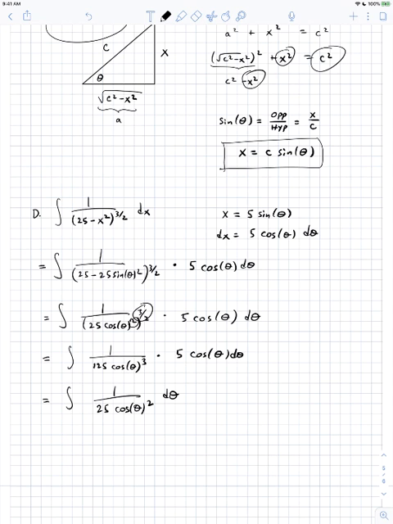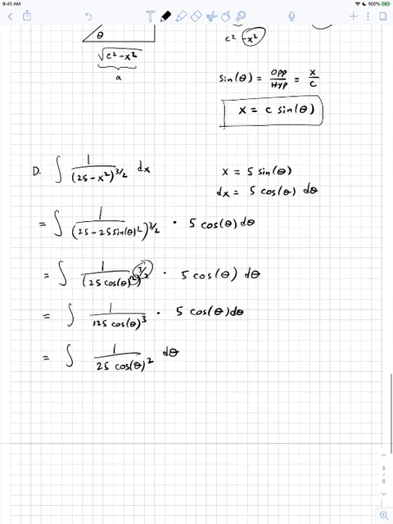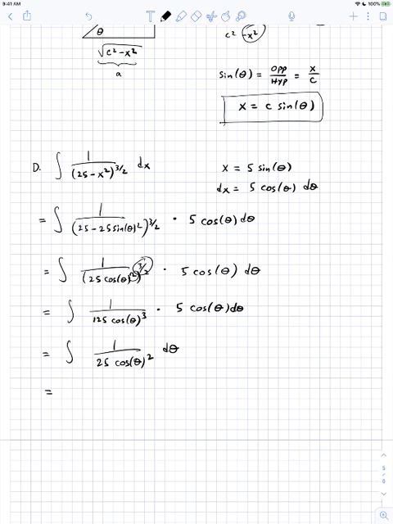Don't be put off by that cosine theta squared in the denominator. That might look troubling at first, but this is 1 over 25 times the integral of secant squared, d theta. Secant is 1 over cosine, so secant squared is 1 over cosine squared. And this actually has an elementary antiderivative because that is just the tangent of theta. So it's 1 over 25 times tangent of theta plus a constant of integration.